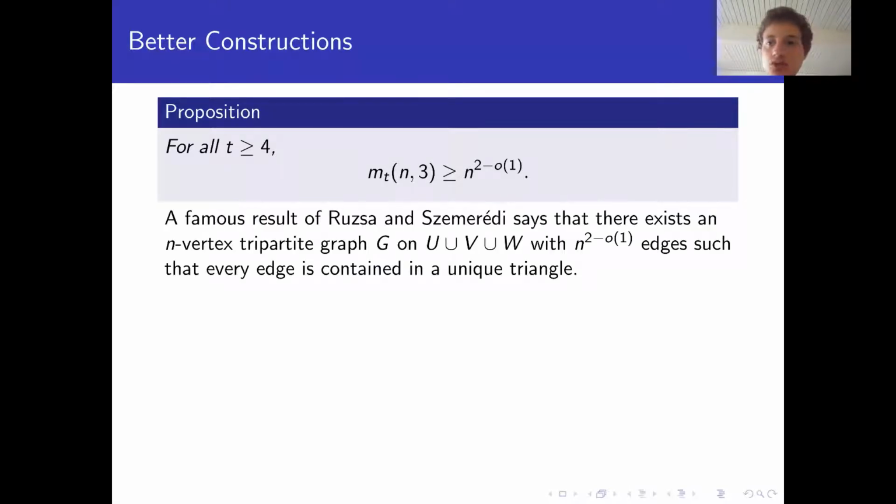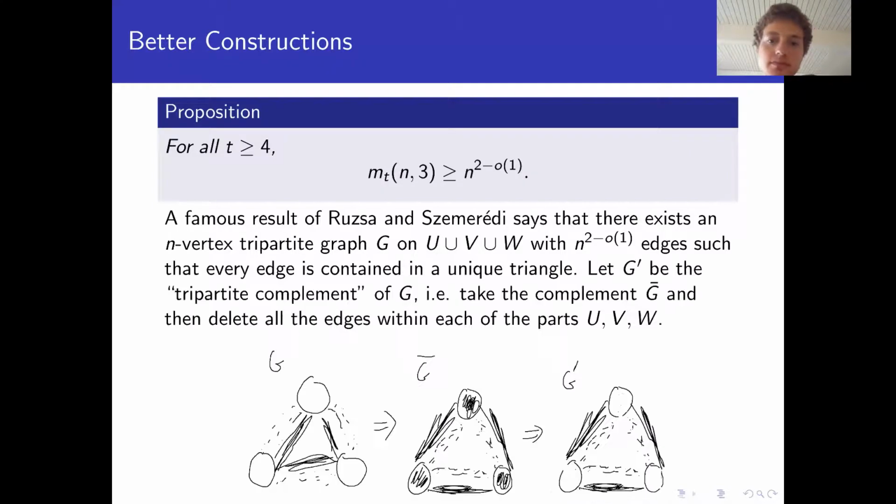And the key tool for proving this result is a famous construction of Ruzsa and Szemerédi, which is an n-vertex tripartite graph G, which has n squared minus little o(n squared) edges, and such that every edge is contained in a unique triangle. And given this graph G, we'll define the tripartite complement of G in the following way.